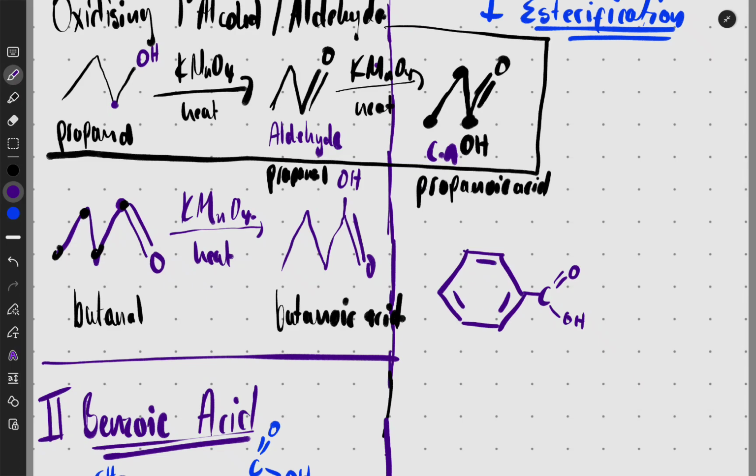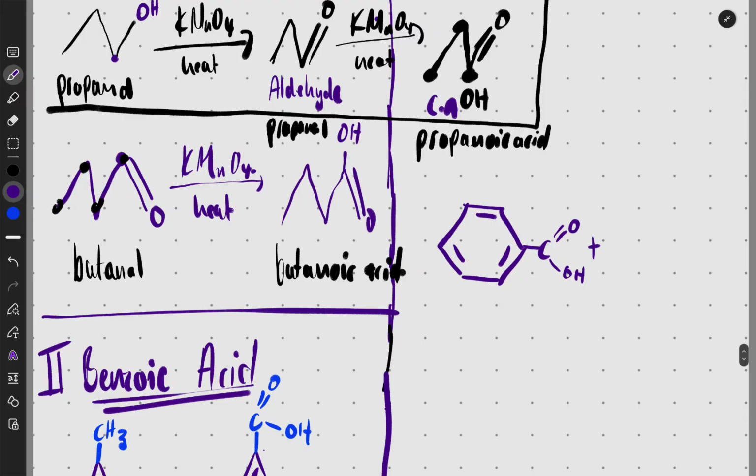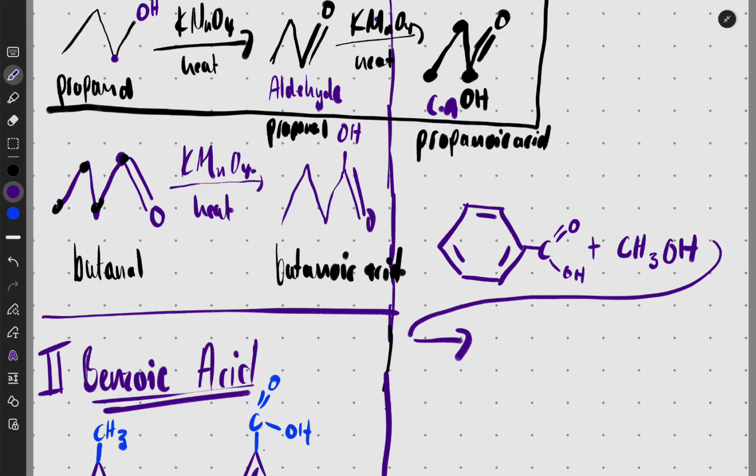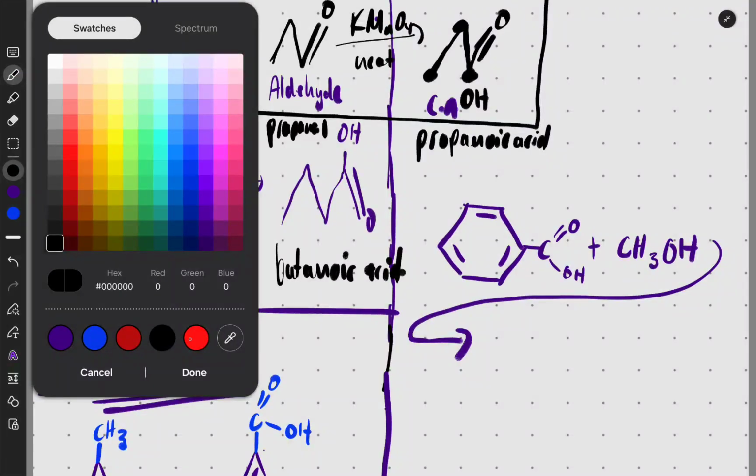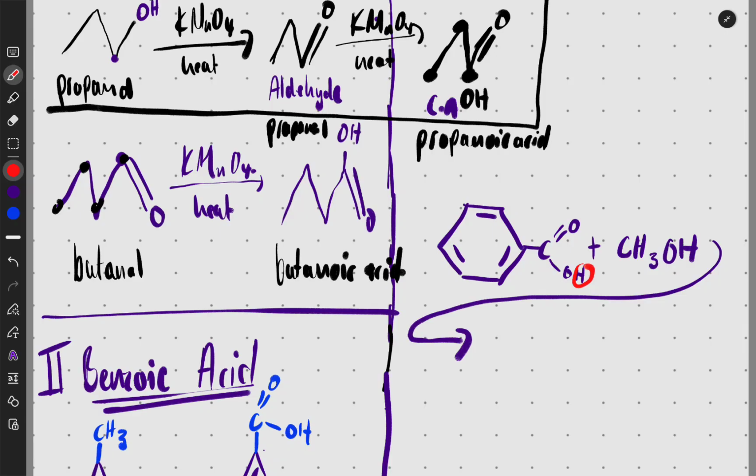Still fine. Now, what happens in esterification is it's going to meet an alcohol. You'll just have your alcohol like CH3OH, which is methanol. Then I'm going to get an ester. So I'll put the arrow here. Well, what do we get now? Basically, the carboxylic acid is going to give the H and the alcohol gives the OH, okay?